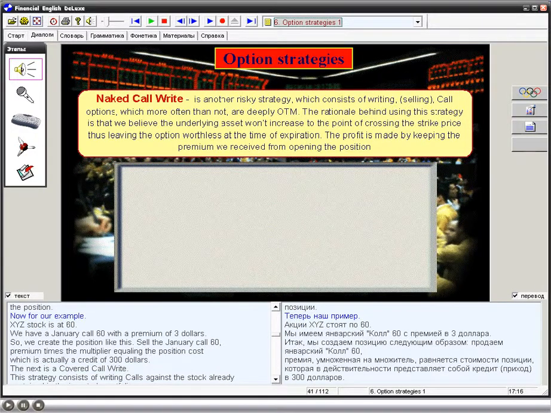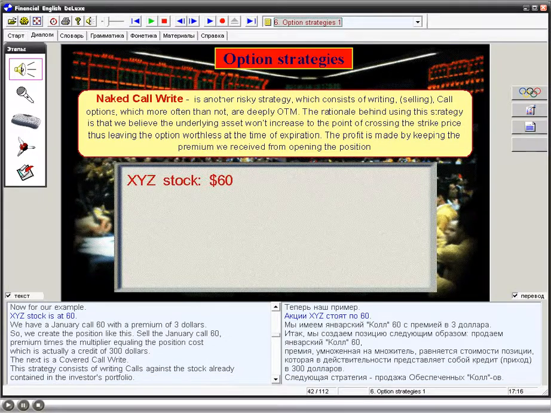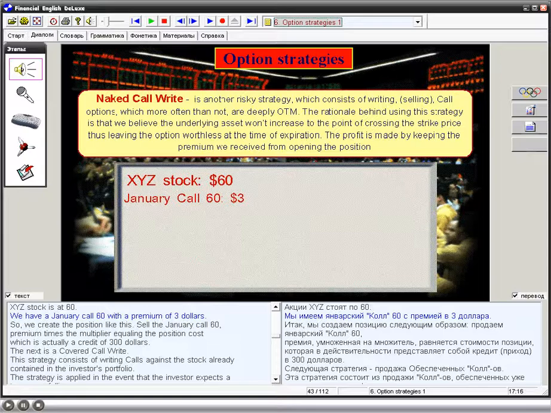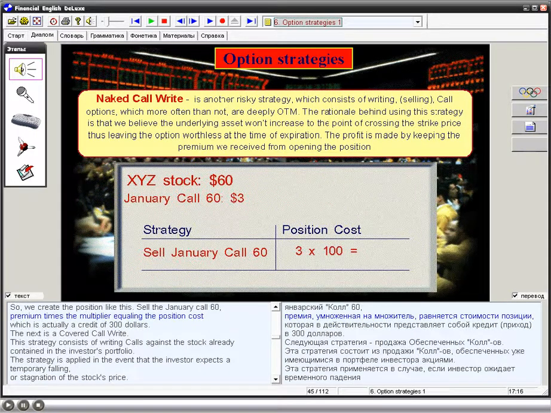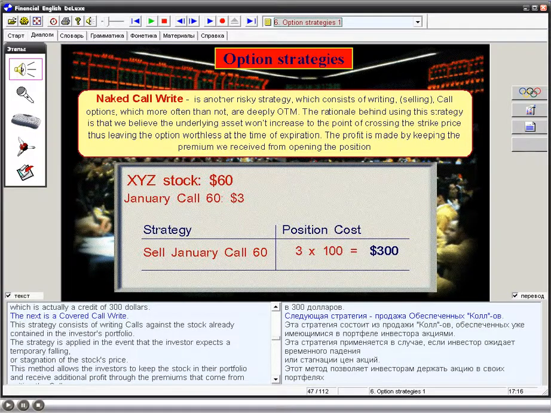Now for our example. XYZ stock is at 60. We have a January call 60 with a premium of $3. So we create the position like this. Sell the January call 60. Premium times the multiplier, equaling the position cost, which is actually credit, of $300.